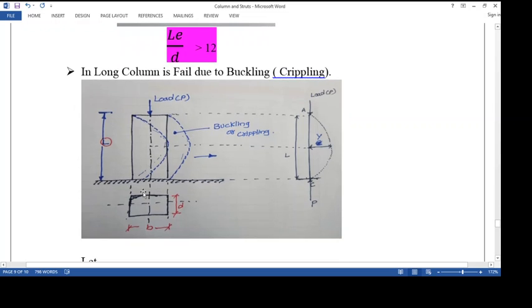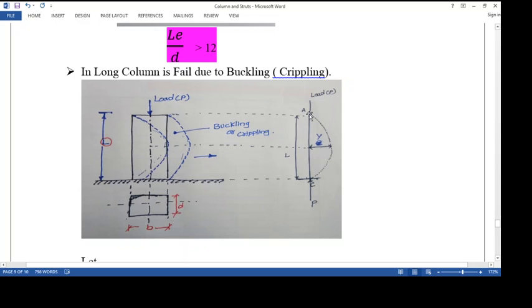This is one of the rectangular columns I am assuming. This is the breadth B and the depth D, and the length of the column is L. I apply the axial compressive load. At that time the column fails by buckling or crippling, towards the left side or towards the right side.